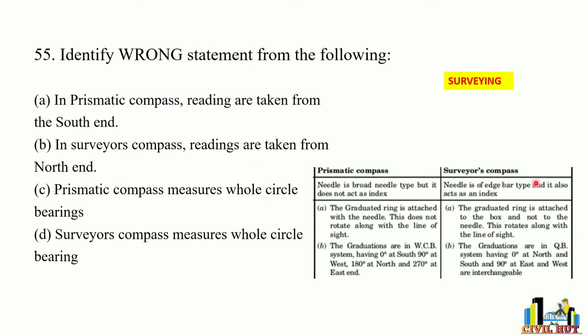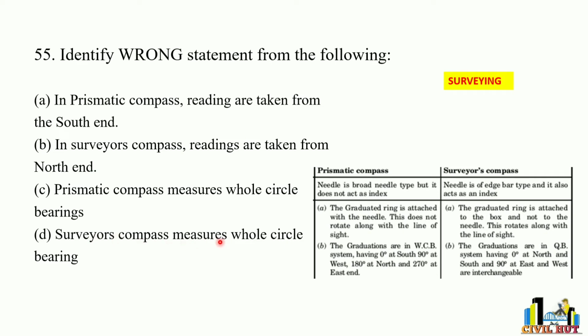Next, surveyor's compass statements. The gradations are in quadrantal bearing system having 0 degrees at north. This surveyor's compass is QB, quadrantal bearing, which means 0 to 90 degrees, which means 4 quarters: north-east, east-south, south-west, west-north. The surveyor's compass starts from 0 degrees at north. Surveyor's compass readings are taken from north end. So option B is correct, but option D is wrong.